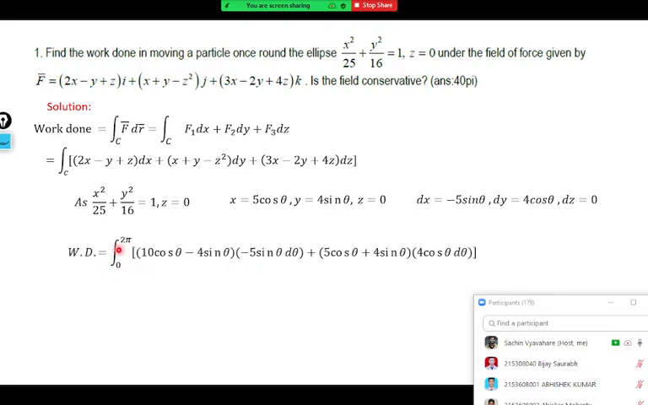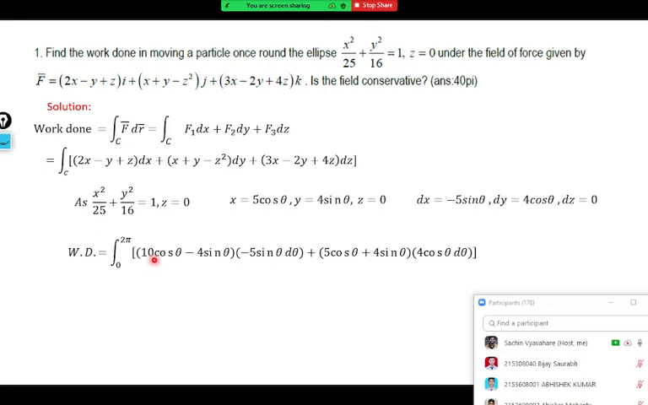The work done becomes the integral from 0 to 2 pi, and we replace the values of x, y, z. Z is 0, so dz is 0. So only f1 dx and f2 dy remain, the dz term is not there. Got it? Any doubt up to here? Please explain the limits again. The limit is, we are given in the question that the particle is moving once around the ellipse, so one rotation means theta from 0 to 2 pi. Okay, that's one.